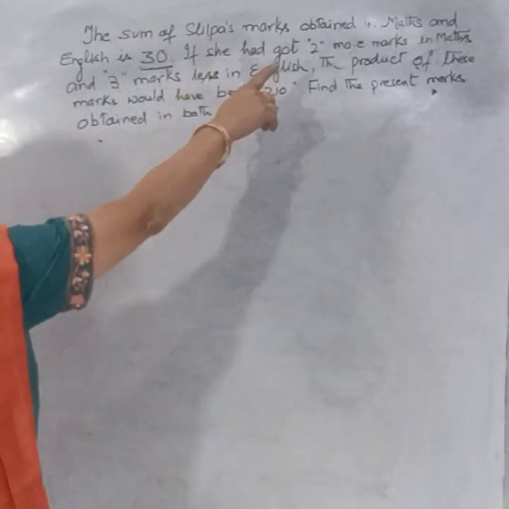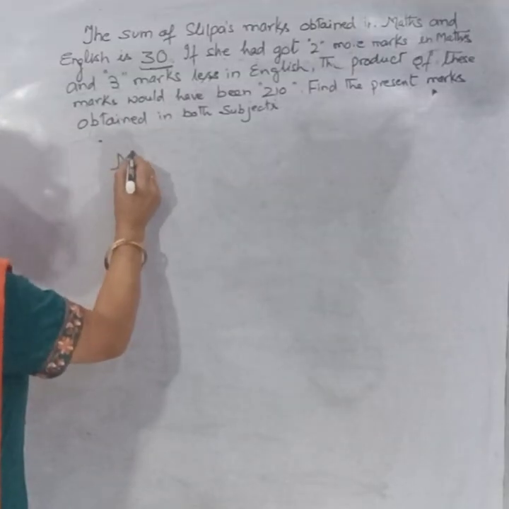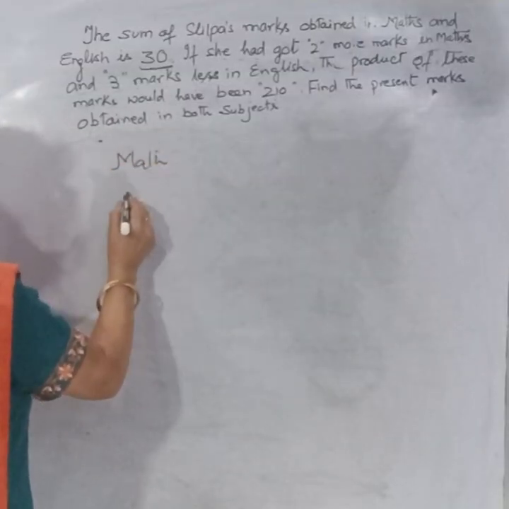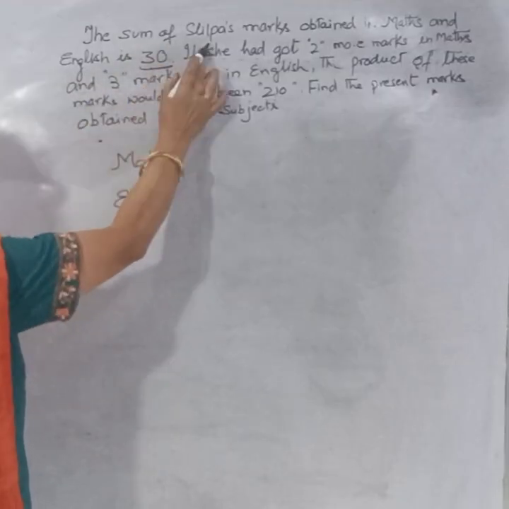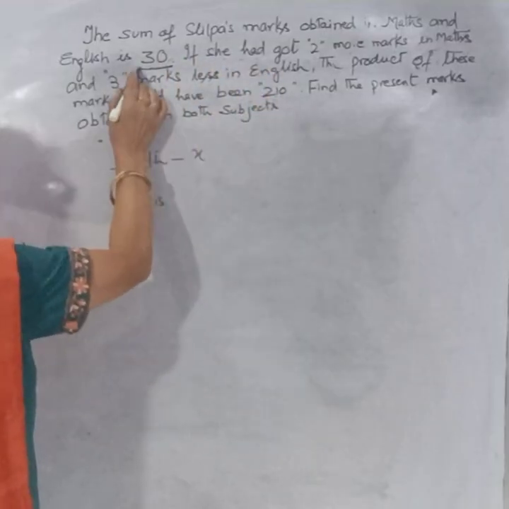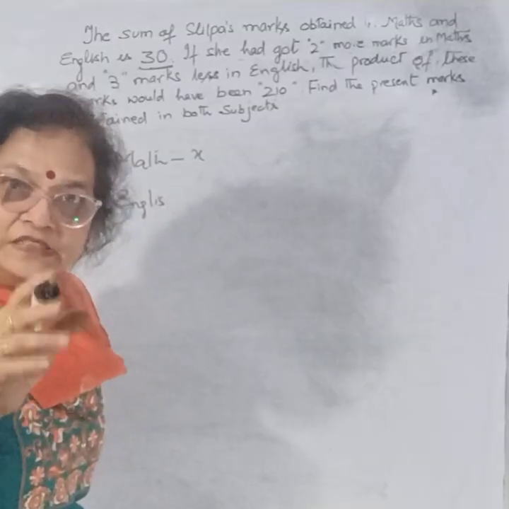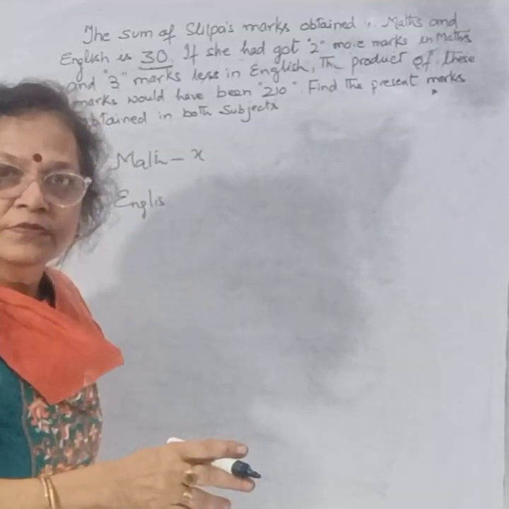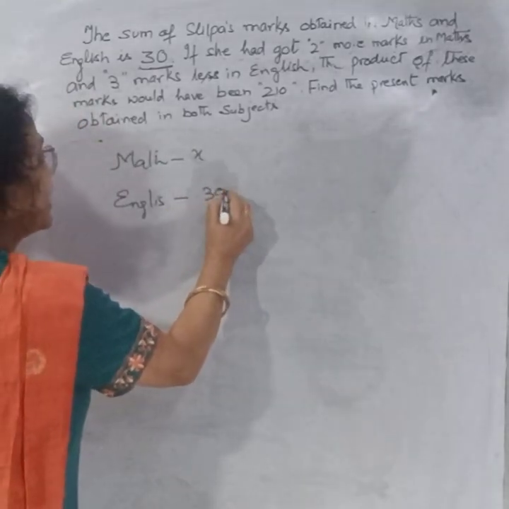The sum of the marks obtained by a student in maths and English is 30. It means, suppose this is the maths subject and this is English. As per the question, the marks obtained in maths is x, then the total of the marks obtained in maths and English is 30. So if x is the marks obtained in maths, the rest will be in English, that is 30 minus x. Okay.